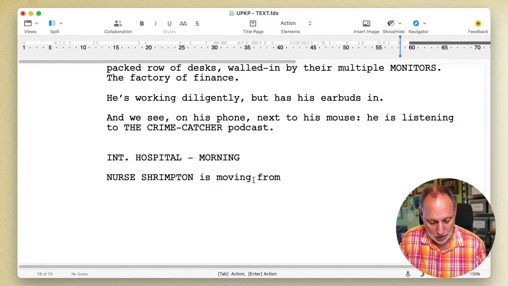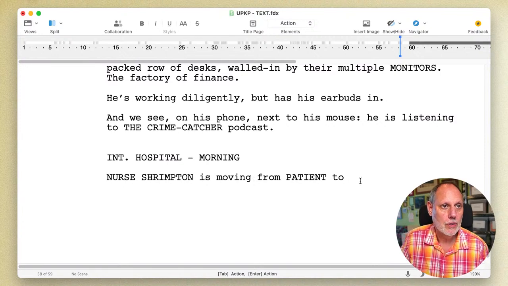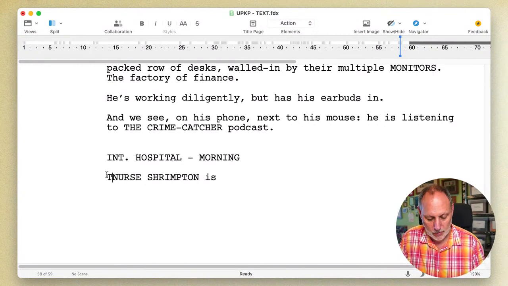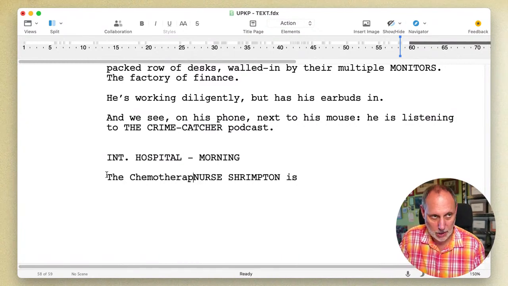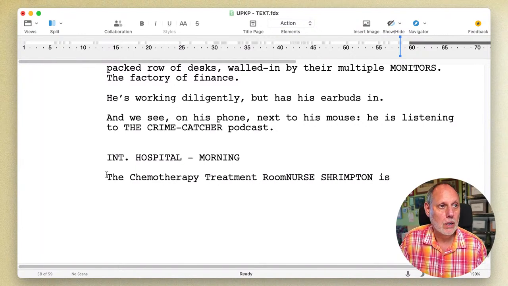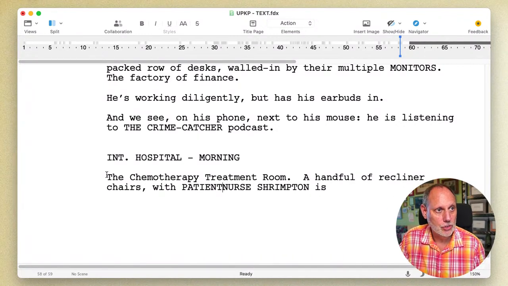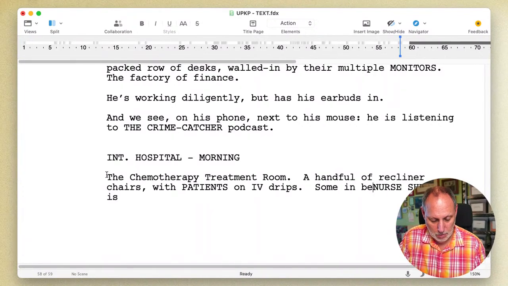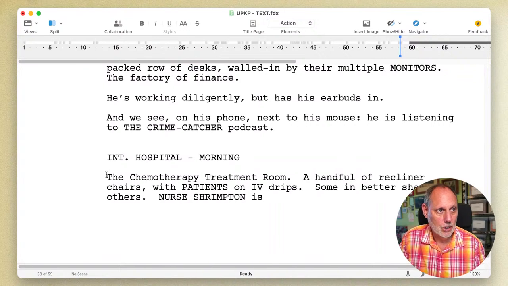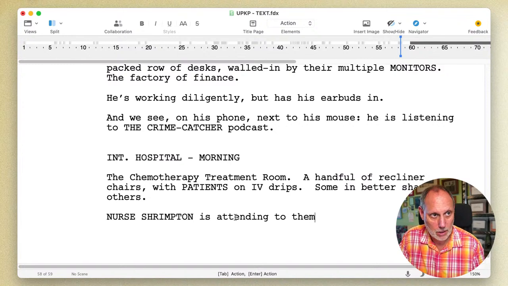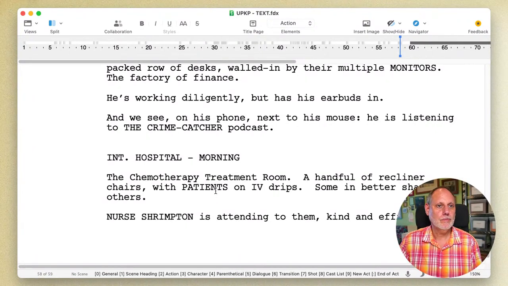moving from patient. Chemotherapy treatment room. Handful of recliner chairs. Patients on IV drips. Some in better shape than others. Nurse Shrimpton is attending to them. Kind and efficient. Okay.